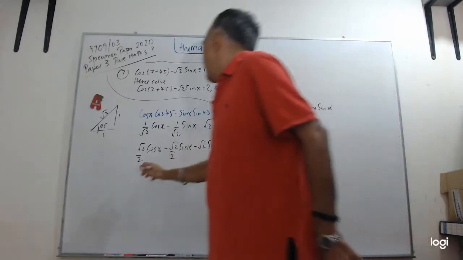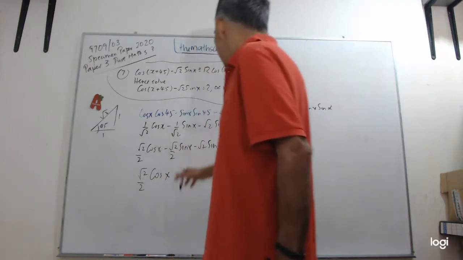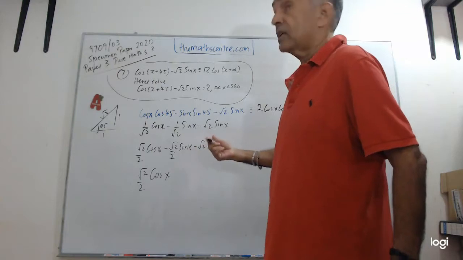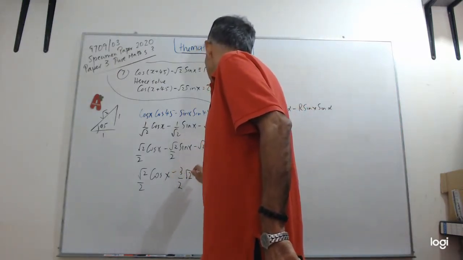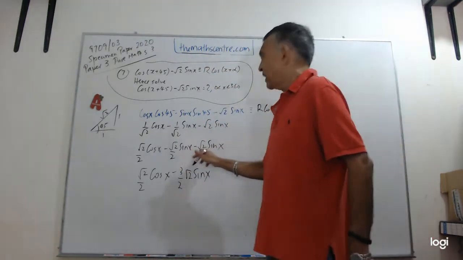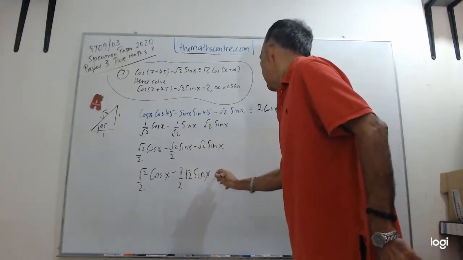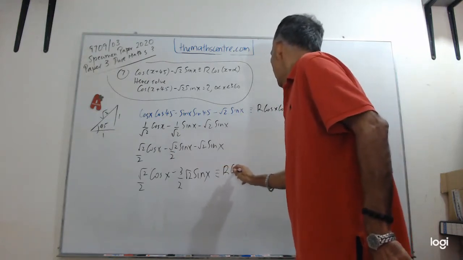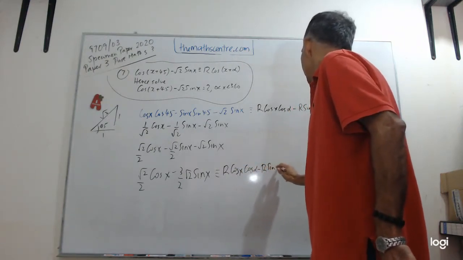So I have root 2 over 2 cos x. Let's say this is minus half, and this is minus 1, so minus half minus 1 is minus 3 over 2. So I have minus 3 over 2 root 2 sine x. And now we can bring in r cos x cos alpha minus r sine x sine alpha.